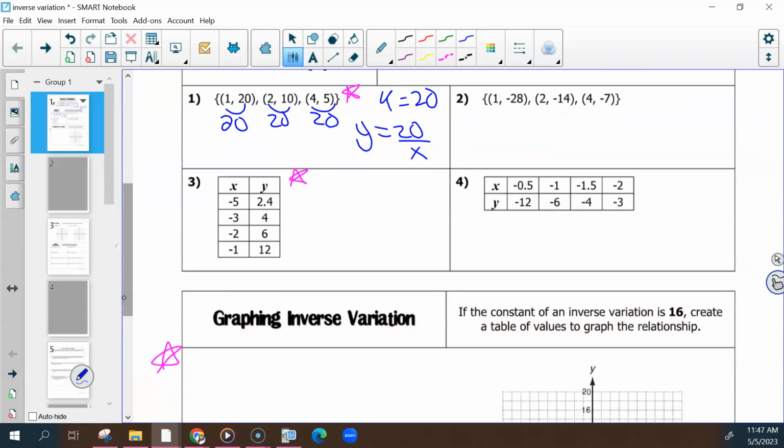Let's do a table version. Multiply your x's and y's together. And this is negative 12, and this is negative 12, and this is negative 12. Is this one negative 12? So k equals negative 12. How would we write that equation? Y equals negative 12 over x.